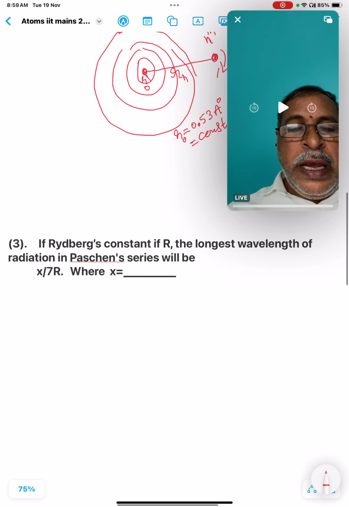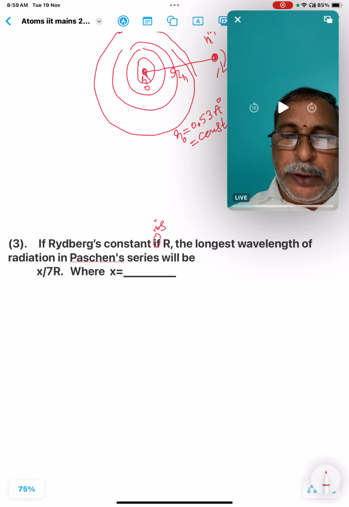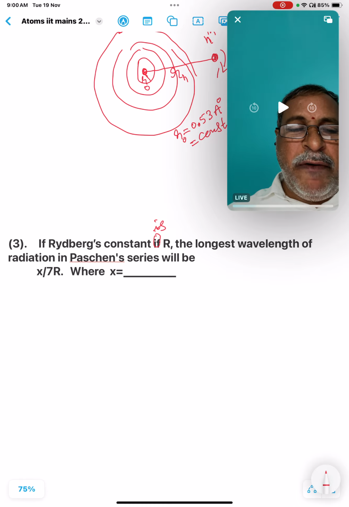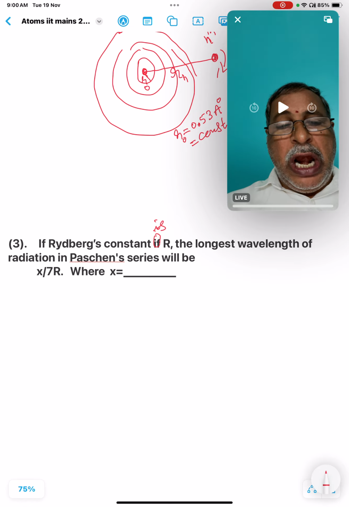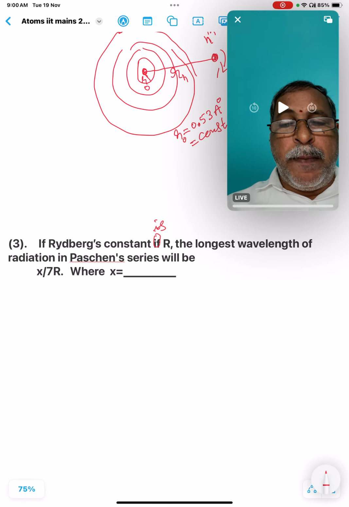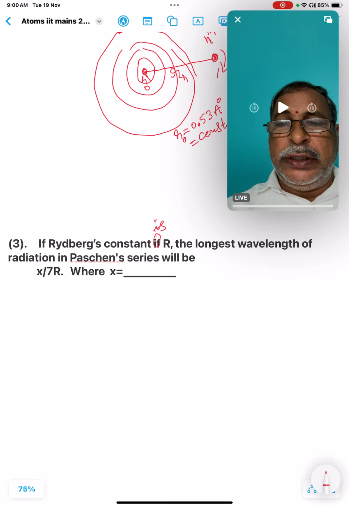If Rydberg constant is capital R, the longest wavelength of radiation in Paschen series will be. So they are asking this question. Longest wavelength of radiation.